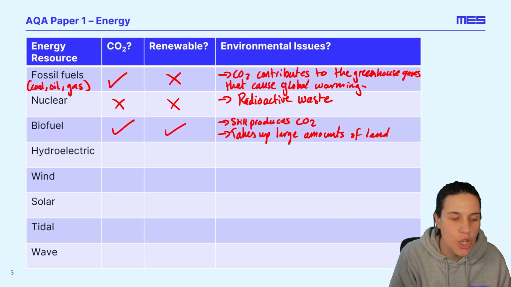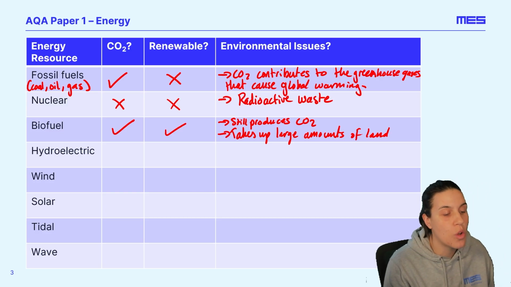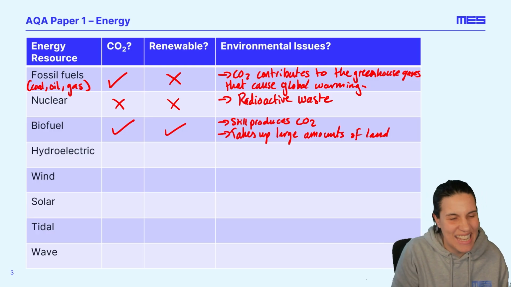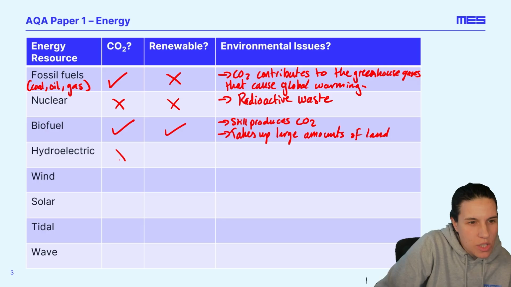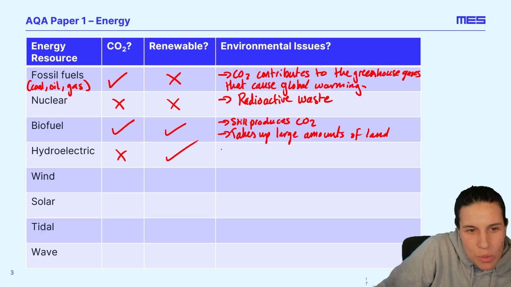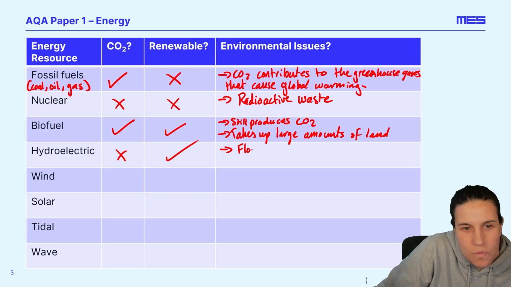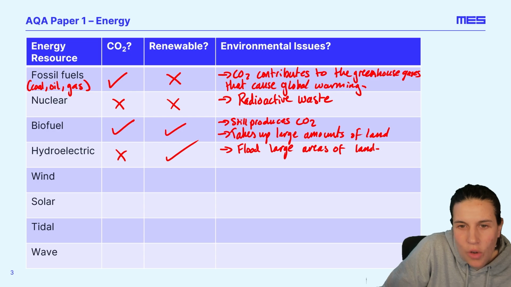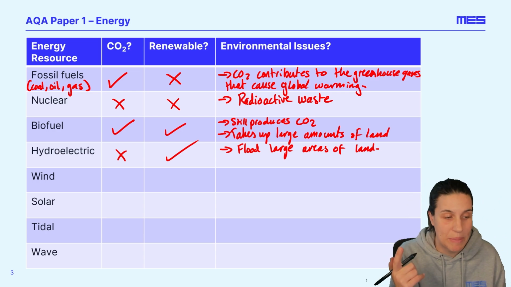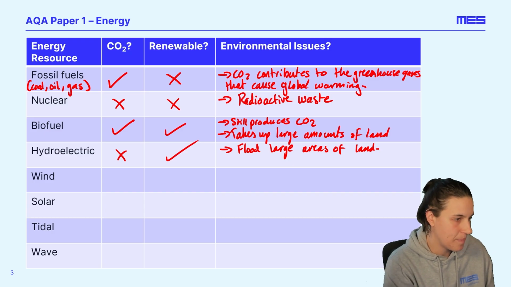Next up, we've got hydroelectrics. That's when we use falling water to spin turbines. We normally hold this water behind a dam. Doesn't produce carbon dioxide, and it is renewable. But the big issue with it is that we normally have to flood large areas of land, which is bad for habitats, but also it means that we've got less available land for growing food, we've got less places to live, etc.